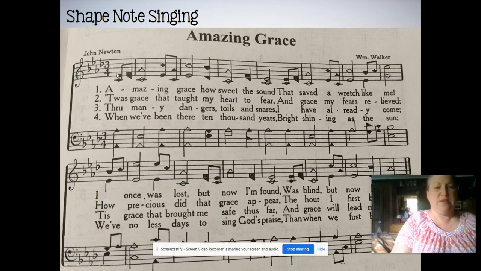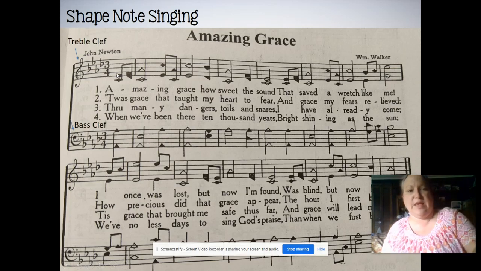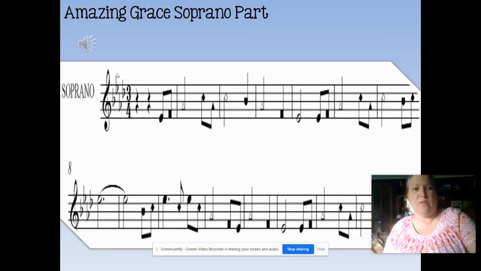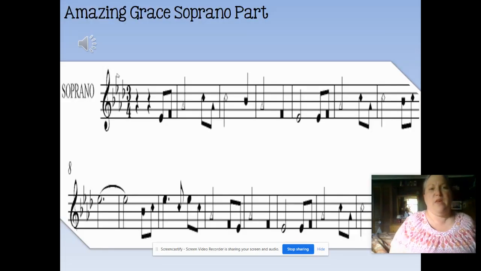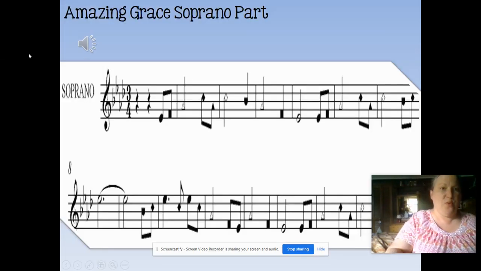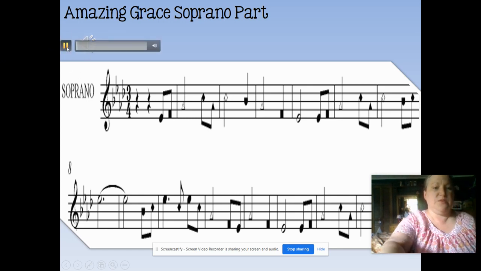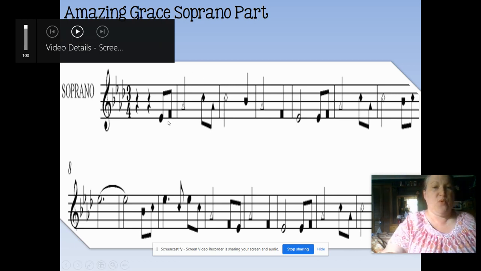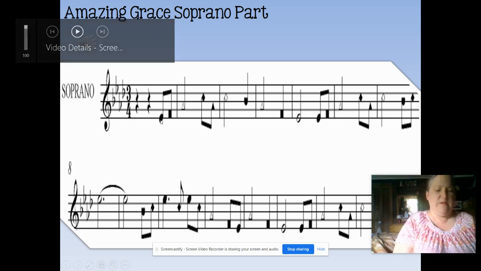Okay, so the next thing we're going to do is practice singing each one of the parts to this hymn today. We're going to start off with the Amazing Grace soprano part. On the recording, you can hear me singing it. So, Amazing Grace, key of F. I'm going to point to the notes as we do it.